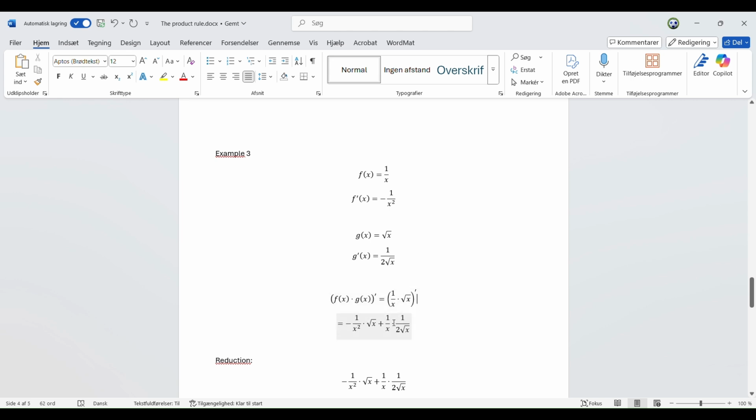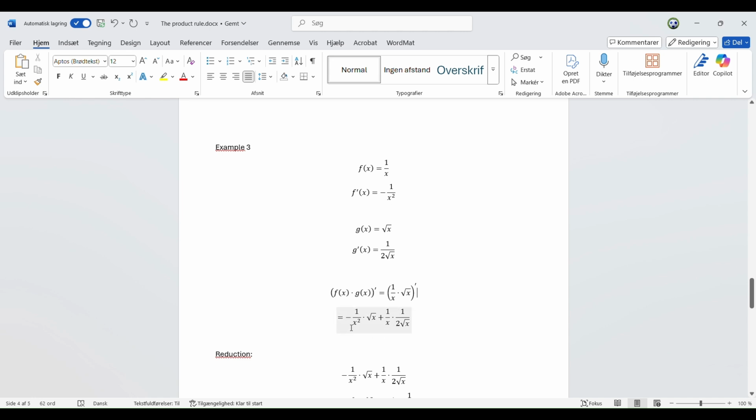So not doing anything to this one because of our rule here. So first order derivative times just the function as it is. And we say plus this one without doing anything times the first order derivative of this one. So that's 1 divided by 2 times the square root of x. So if we want to, we could just leave it here. We have used the product rule to get this result.